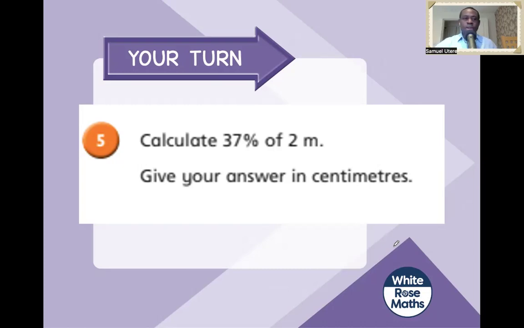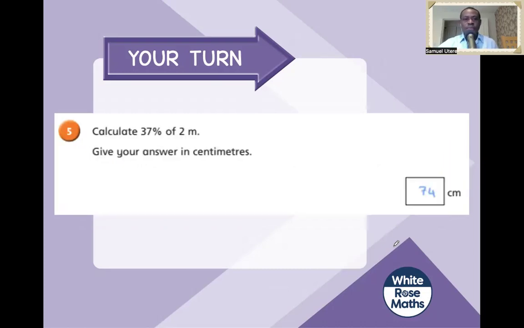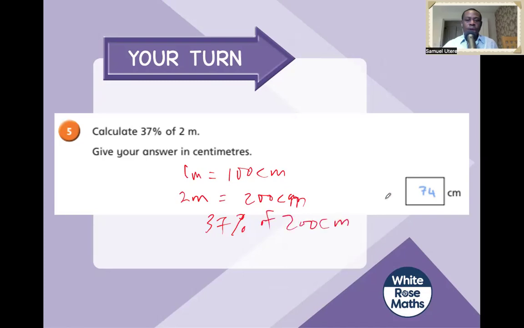All right, assuming you've paused the video and you've answered question 5, here are the answers. So here, you're asked to give your answer in centimeters. What do you think you're going to do first? Of course, you're going to have to convert to centimeters. Remember, 1 meter is equal to 100 centimeters. So 2 meters will be 200 centimeters. So what you're being asked to do here is to work out 37% of 200 centimeters because your answer needs to be in centimeters. Again, you can just use your calculator to do this, and that should give you your answer.